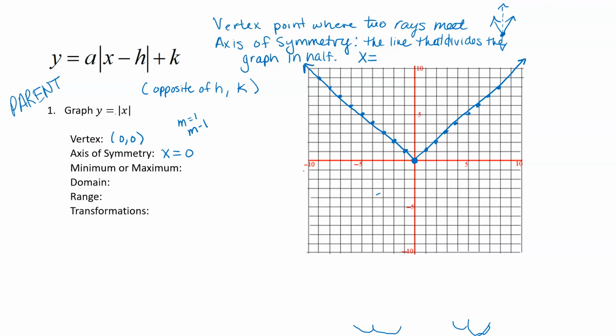So minimum or maximum: do we have a low point or do we have a high point? Is our vertex the lowest point or the highest point of the graph? Well, it's the lowest point. So in this case, we have a minimum.